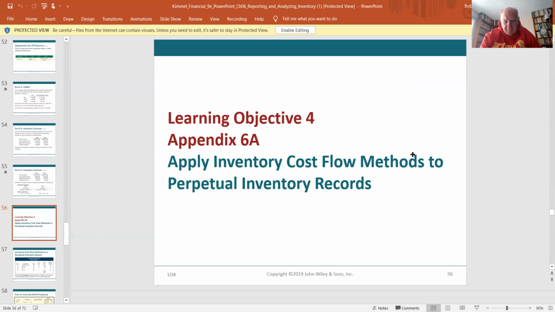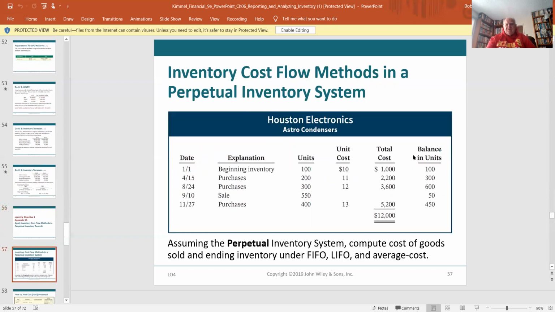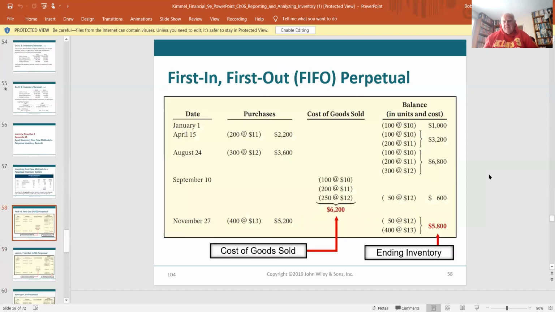Apply the cost flow methods to perpetual inventory. This is a little bit trickier, although it's not the hardest thing in the world. But let's take a peek at it. Assuming the inventory perpetual system, compute cost of goods sold and ending inventory under FIFO and LIFO with a perpetual. The only difference between the methods is this. What I taught you earlier today about LIFO, FIFO, specific ID and all of that happened at the end of the month. We waited till the end of the month. On the perpetual system, we're doing it on the fly.